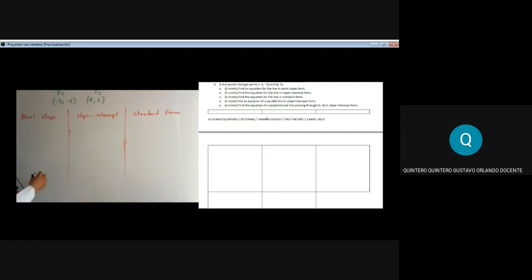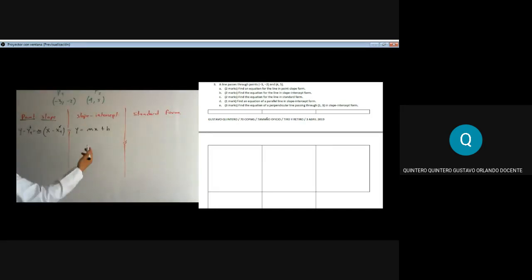For those of you who don't remember, what's going on with the camera here? Can you guys see me? All right. What is the point slope form? The point slope form is the one where you just replace the values in the regular formula. This would be y minus y1 equals m times x minus x1. If you replace the values of y1, x1, and the slope, this will be the point slope. We're using one point and the slope.